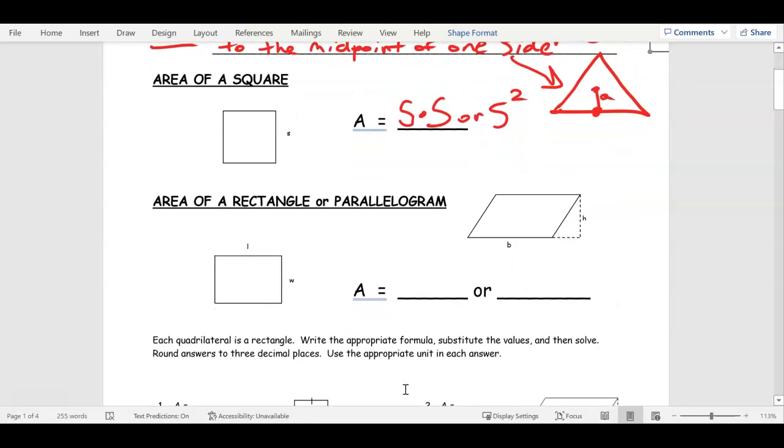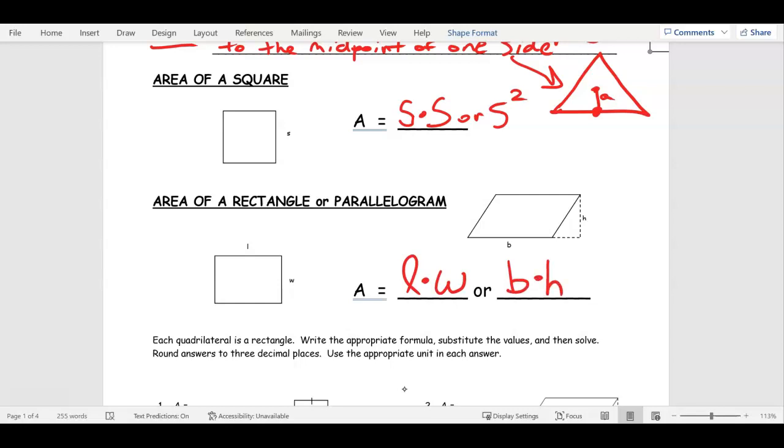Okay, next one, area of a rectangle or a parallelogram. I heard it earlier, 2 different ways it's said, but you can think of it as a rectangle or a parallelogram, whether you think of it as length and width, or whether you think of it as base and height. All you're doing is multiplying those 2 dimensions to get your 2-dimensional area. So it's either length times width, or base times height.